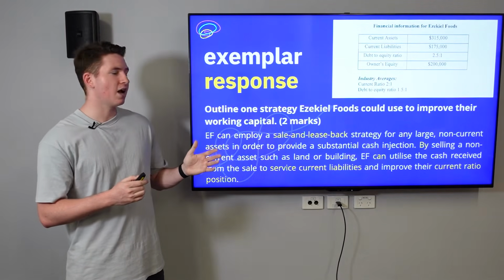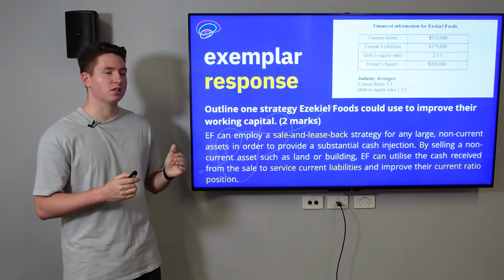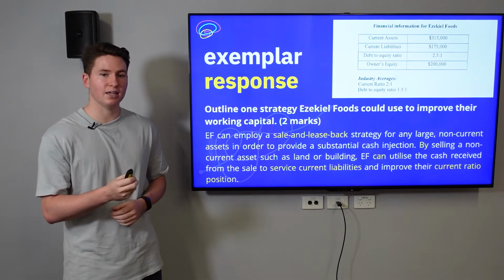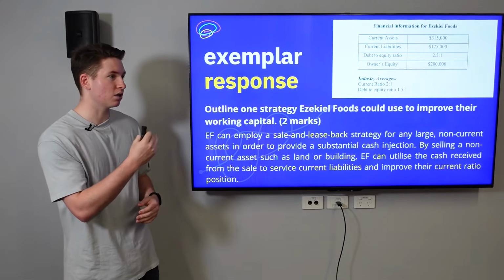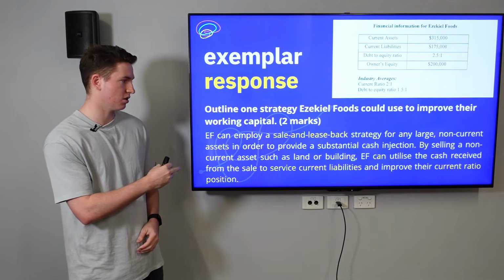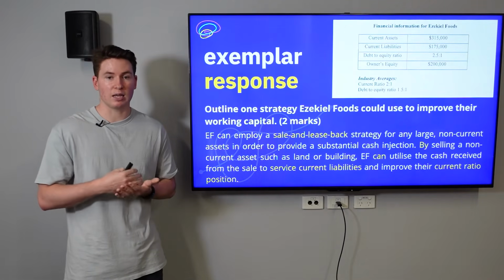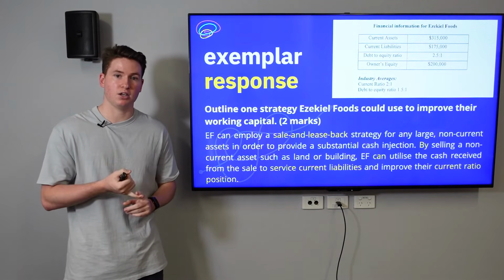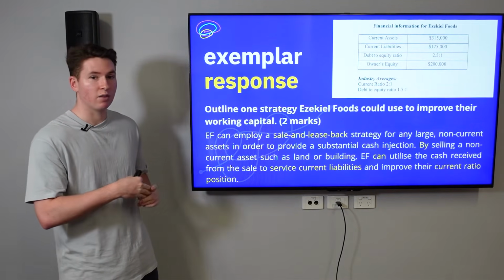EF can employ a sale and leaseback strategy for any large non-current assets in order to provide a substantial cash injection. Immediately we answer the question, a sale and leaseback strategy, and then we go into describing how that would be performed for any large non-current assets, and it will provide a substantial cash injection. That's layered in one sentence. We've named our strategy, how it's performed, and the benefits it will provide, and then the effect of that.